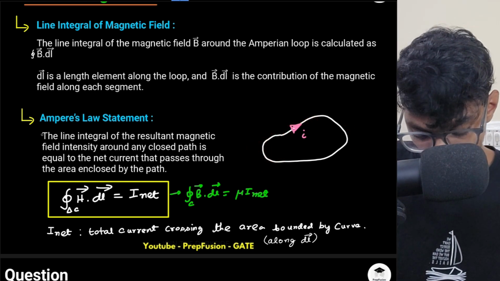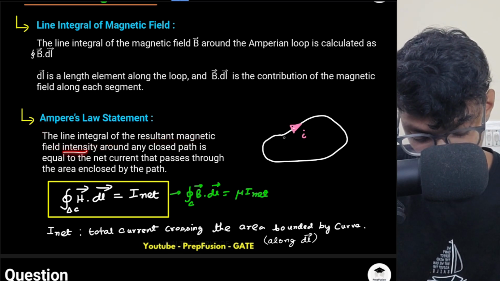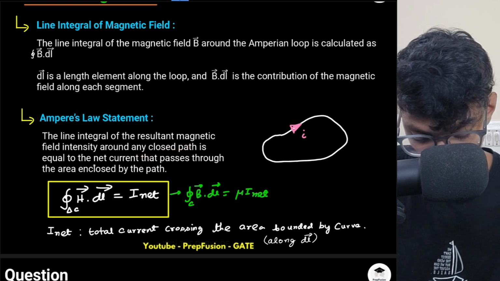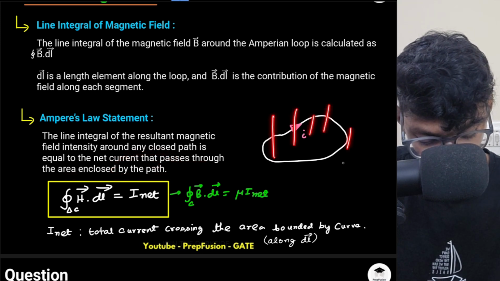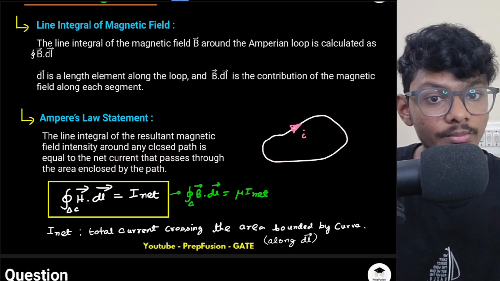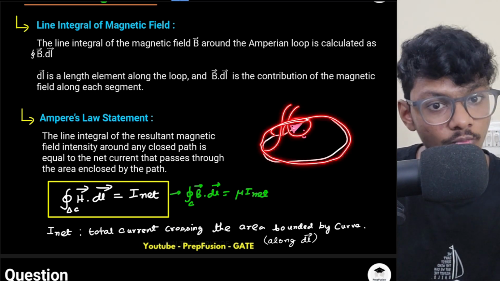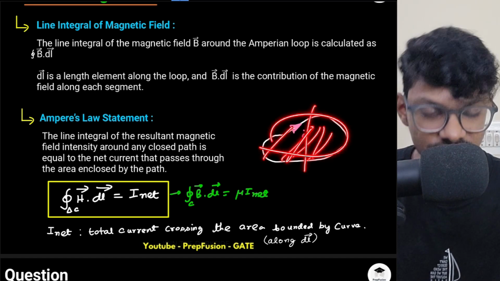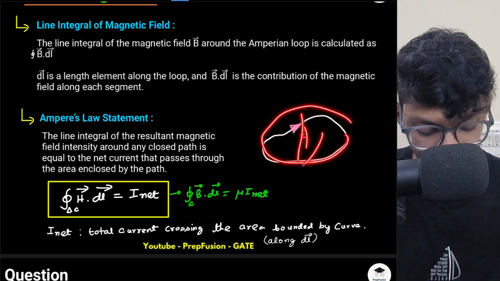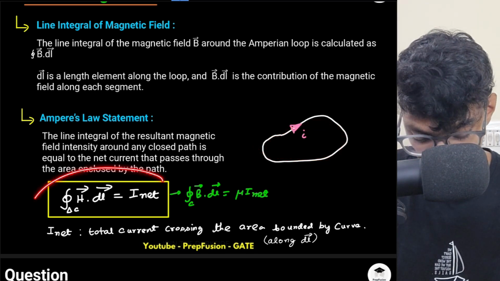Now Ampere's statement says that the line integral of the resultant magnetic field intensity around any closed path is equal to the net current that passes through the area enclosed by that path. So the line integration of the magnetic field intensity around this closed path will be equal to the net current that crosses through the surface area formed by the closed loop. So that is the statement of Ampere's law.